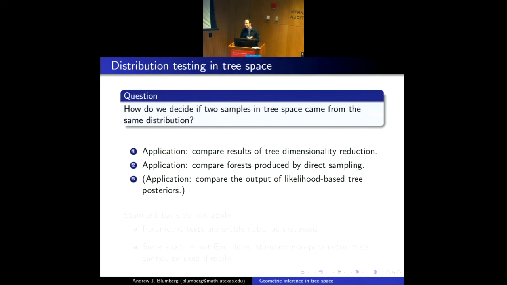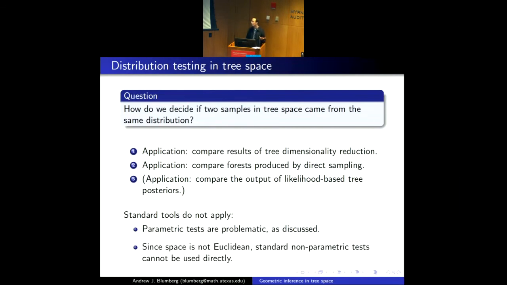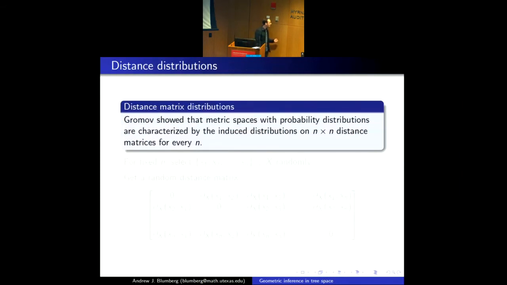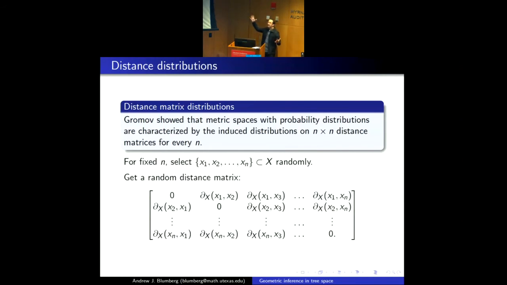And for doing these comparisons, the standard things you might do don't work very well, because parametric tests are a problem, since it's hard to write down meaningful distributions. And since the space isn't Euclidean, the standard non-parametric story doesn't work. So what you do instead is you use this observation, now coming back to metric geometry. There's this wonderful observation due to Gromov, which is that if you have any metric space, you can think about the associated space of distance matrices. So what do I mean by this? You take your big metric space that you can sample from.